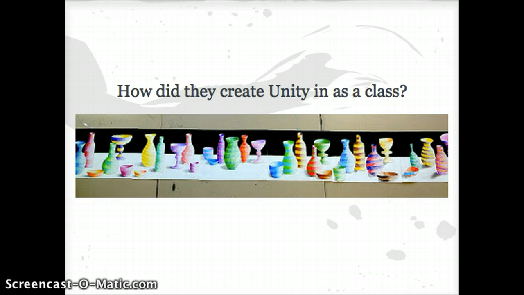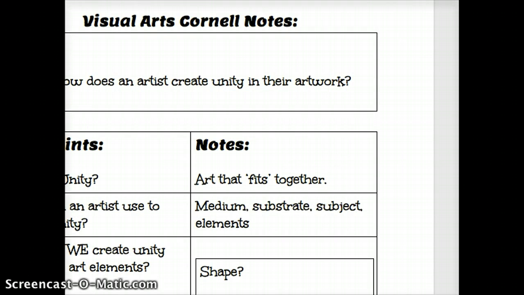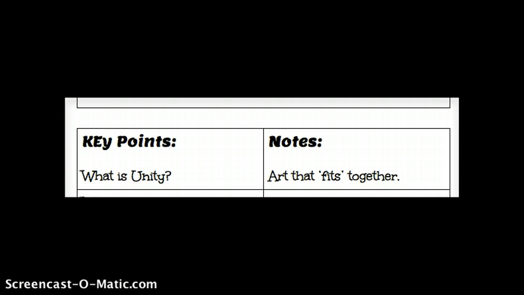So let's go into our Cornell Notes and start filling that out. Okay, when we're talking about unity, the topic would be unity, and the question that we're asking ourselves today is, how does an artist create unity in their artwork? The first key point that we want to ask ourselves is, what is unity? And as we discussed in the past few minutes, it's art that fits together using different things like elements and so forth. So art that fits together.